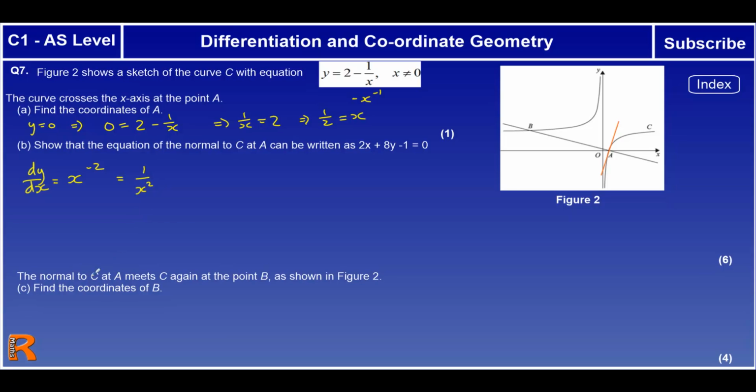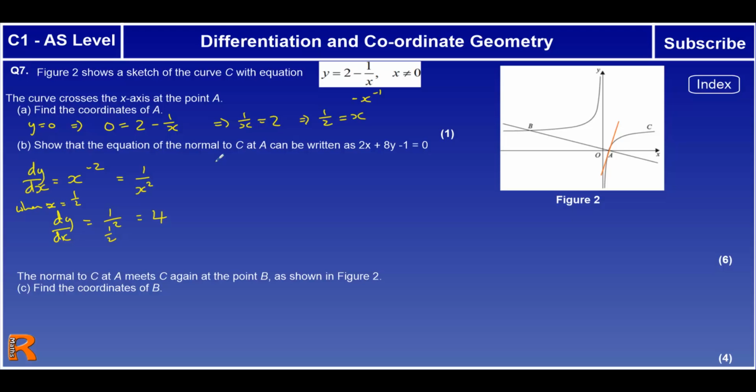You can write that as 1 over x squared if you like. But what we're doing here is we know that the x coordinate is a half, so the gradient when x equals a half is equal to 1 over a half squared. Half squared is a half times a half, which is a quarter. 1 divided by a quarter is 4.